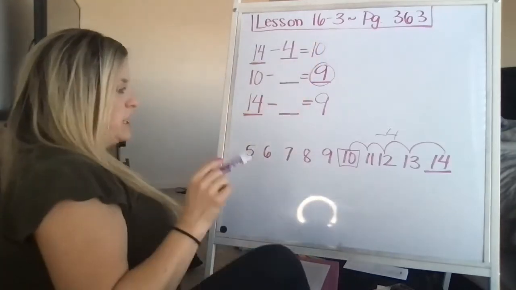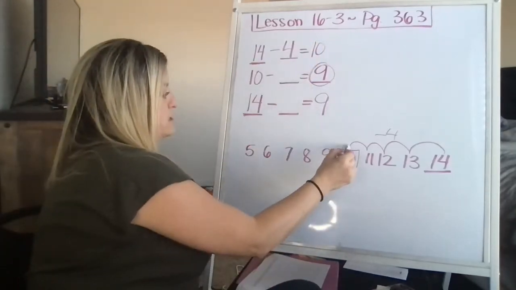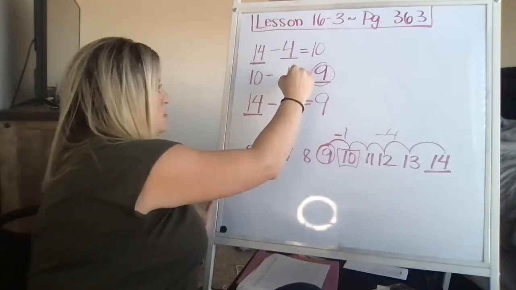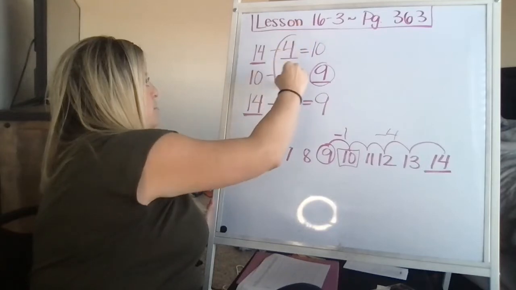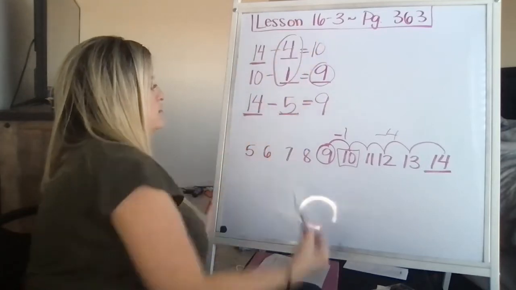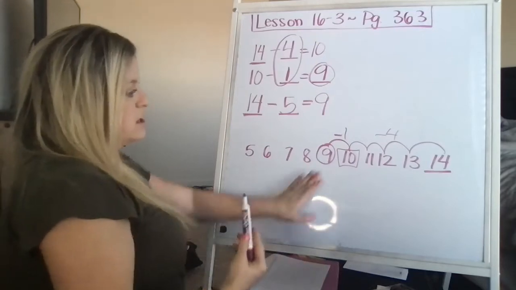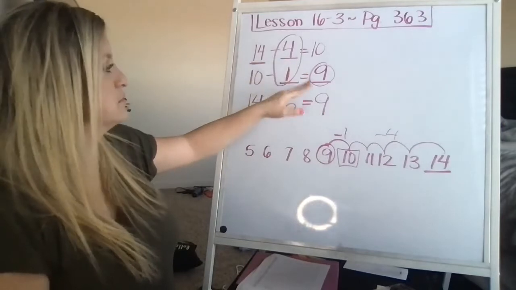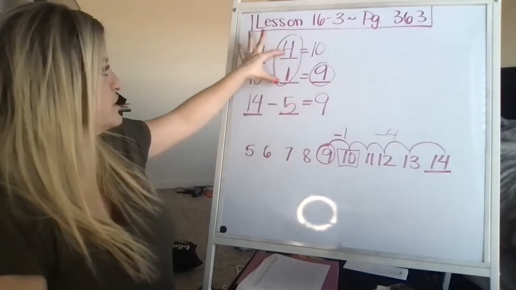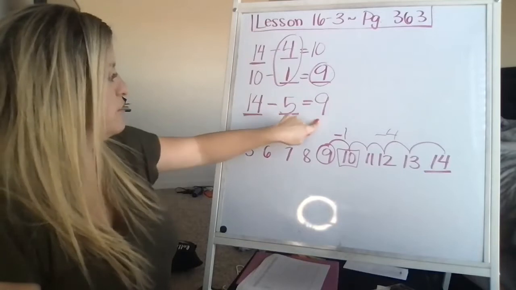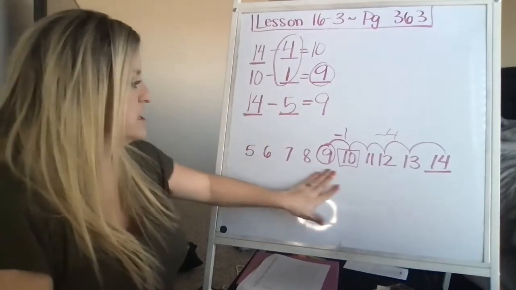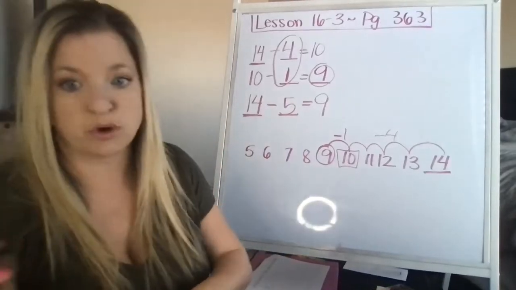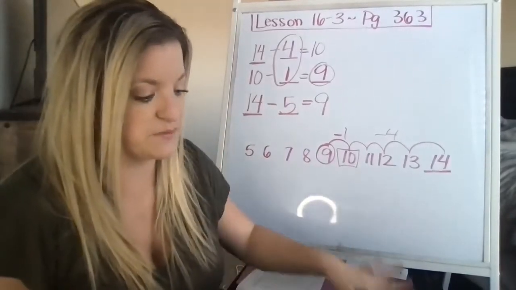Okay. But I know there are 9 left, so I'm going to jump back to 9 and circle that. I only jumped back 1 more. If I add up 4 and 1, I get 5. I stopped at 9 because that was my answer. It was 14 minus something to get me to 9. So if I subtracted 5, I would land on 9. If breaking it down and stopping at 10 is too hard for you, just do what works for you, okay? I want you to be exposed to this.